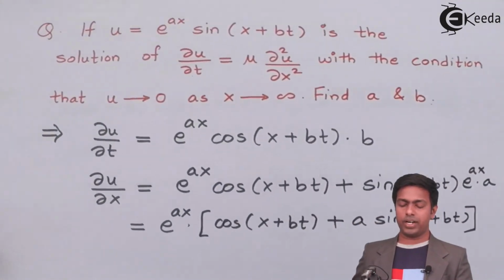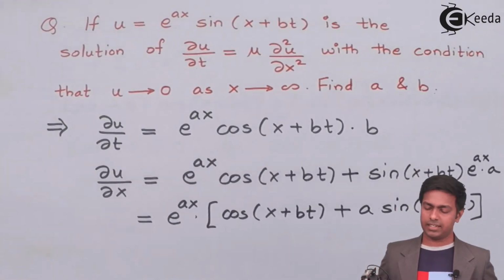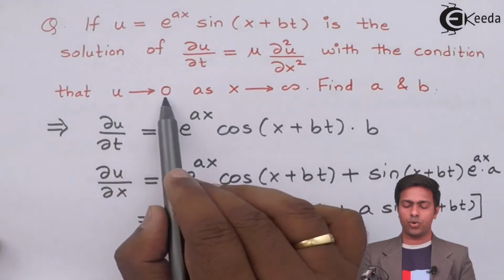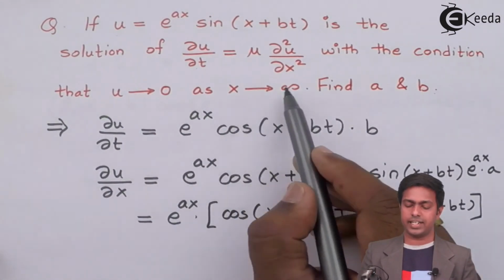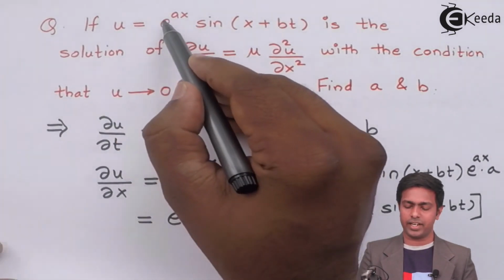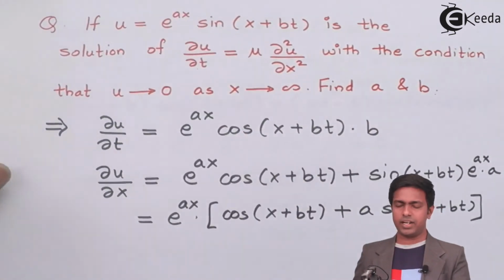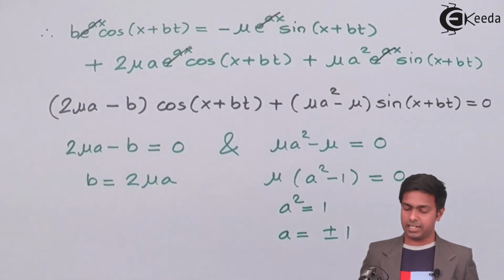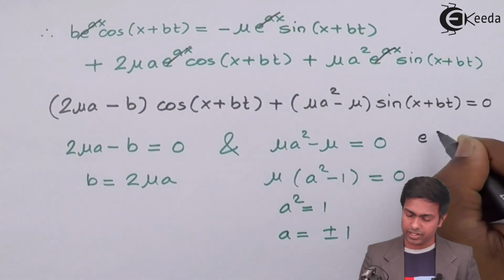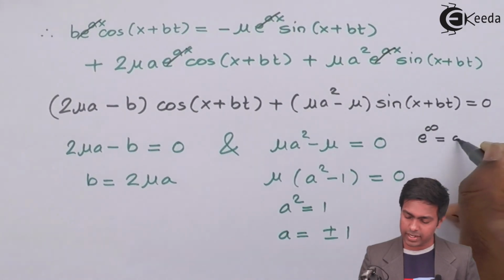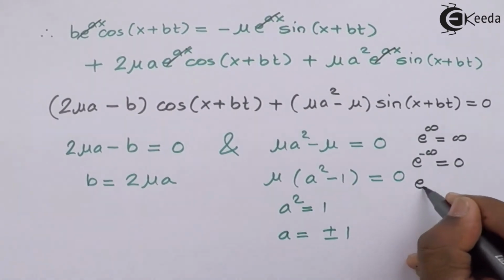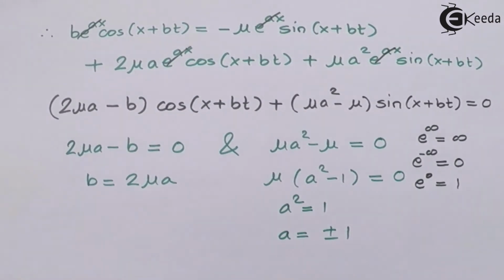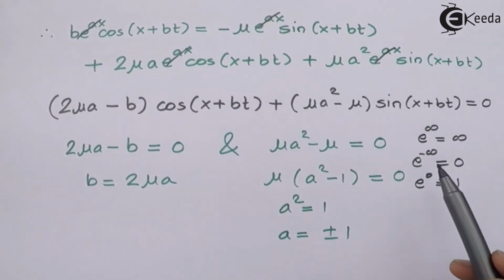So in the question, one condition was given, and the condition is u tends to 0 as x tends to infinity. Now guys, let me explain you this. So as x tends to infinity, here we will get e raised to infinity. Now guys, there are three formulae which you have to understand. The first formula is e raised to infinity is always infinity, and e raised to negative infinity is 0. And the third one is e raised to 0 is 1, which you all know.